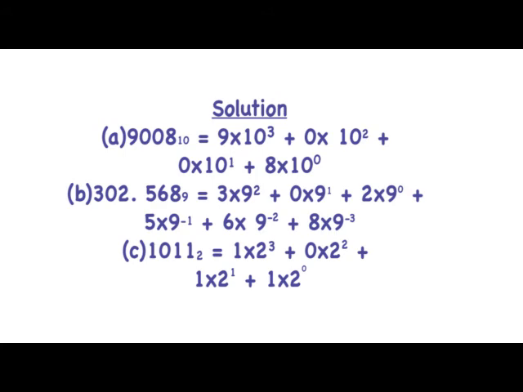B, 302.568 base 9 is equal to 3 times 9 raised to the power 2 plus 0 times 9 raised to the power 1 plus 2 times 9 raised to the power 0 plus 5 times 9 raised to the power minus 1 plus 6 times 9 raised to the power minus 2 plus 8 times 9 raised to the power minus 3. Recall that you have a decimal value, that is 302.568 base 9. Why is it so?